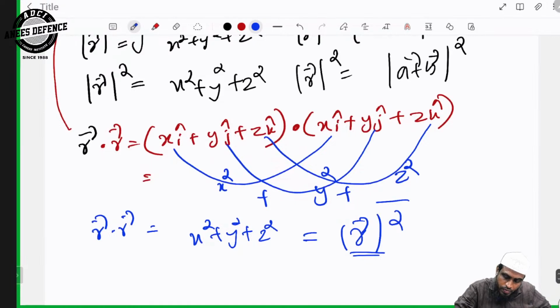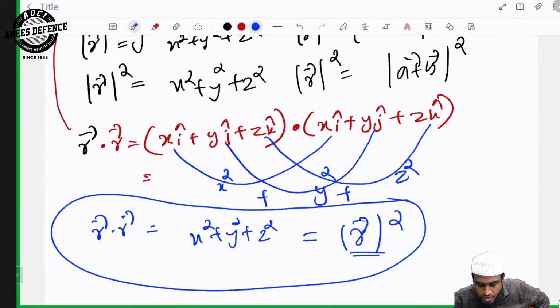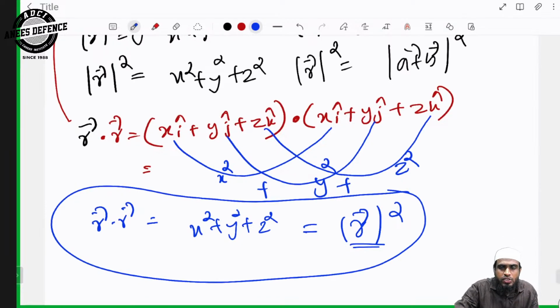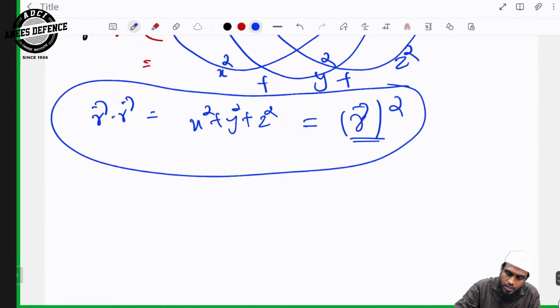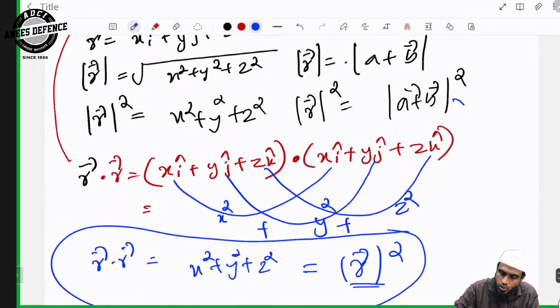From this statement, you can understand that for a single vector, the scalar product of the same vector can be represented as the magnitude of that vector square. Because we are getting R dot R equal to x square plus y square plus z square, that is the magnitude of R square. So if this condition is satisfied, then here also you can do like that.